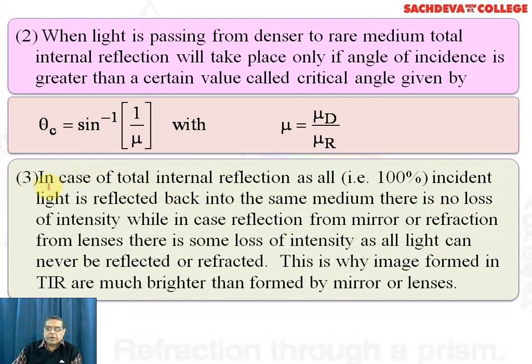The third point is rather more important: in total internal reflection, 100% of the incident light is reflected back into the same medium. There is no loss of intensity, while in reflection from a mirror or refraction from a lens, there is some loss of intensity, as all the light can never be reflected or refracted. This is why the images formed by total internal reflection are much brighter than those formed by mirrors or lenses. So this is one of the reasons that in the case of mirrors and lenses, the brightness of the image is not as clear as in the case of total internal reflection.